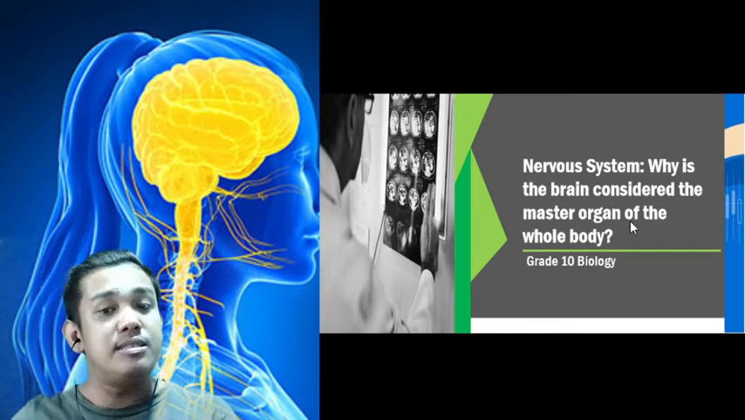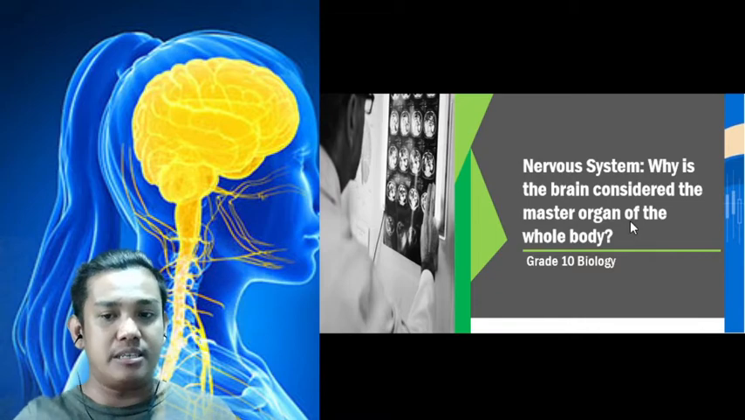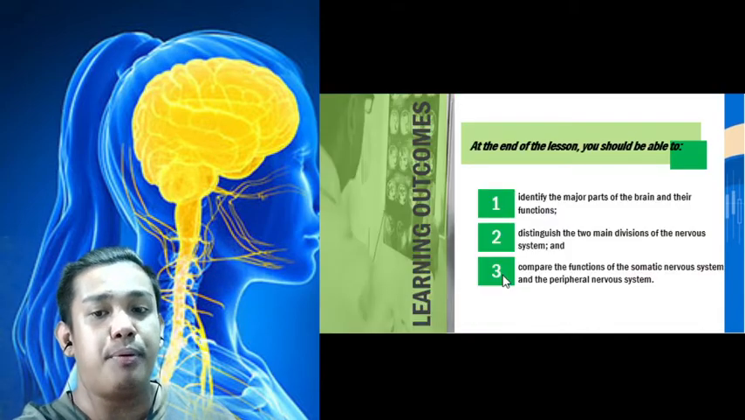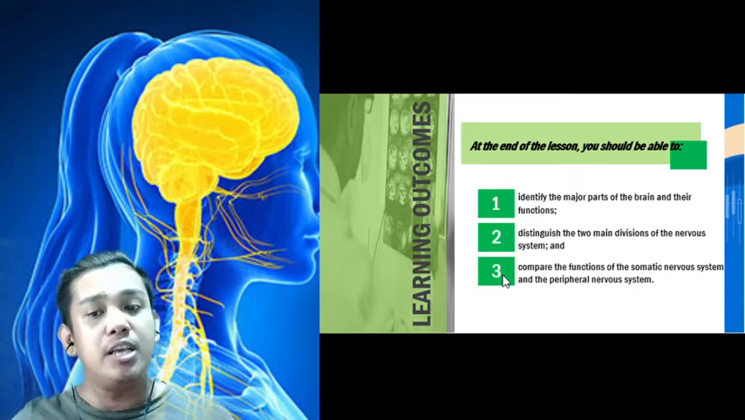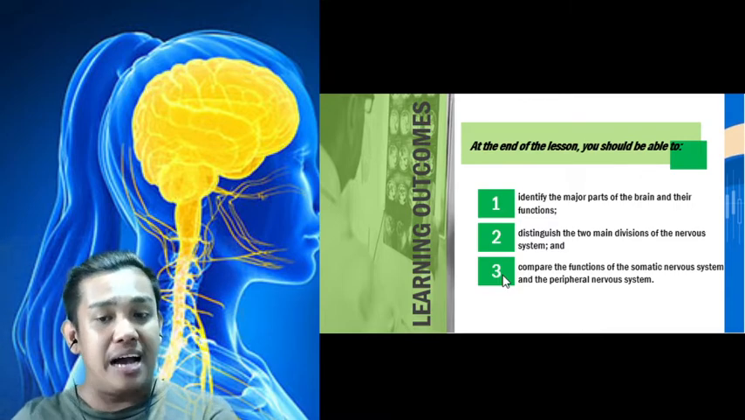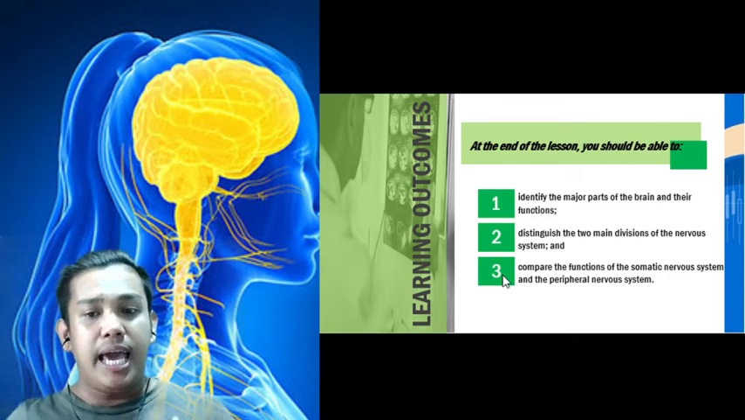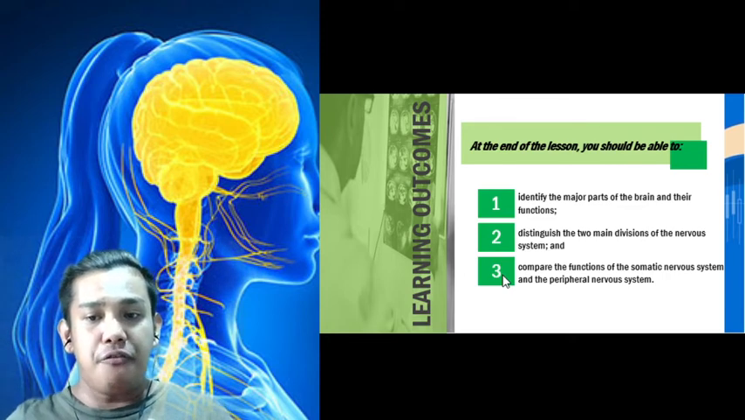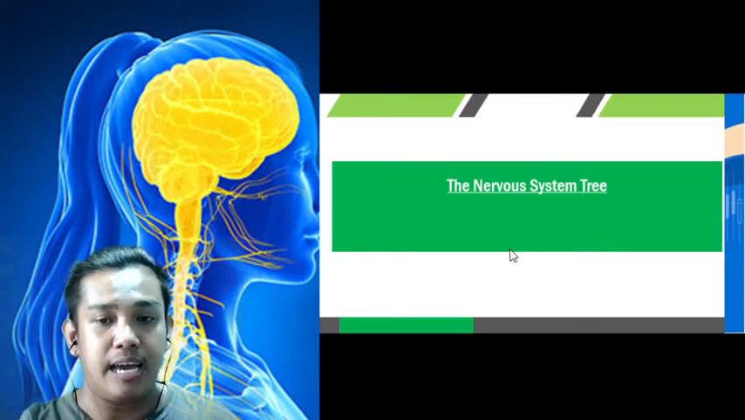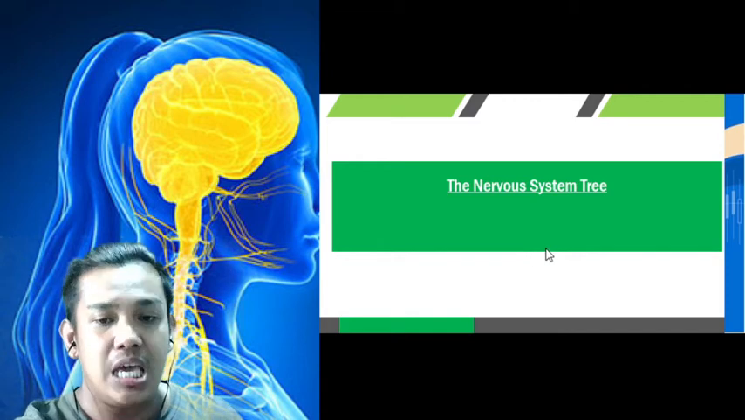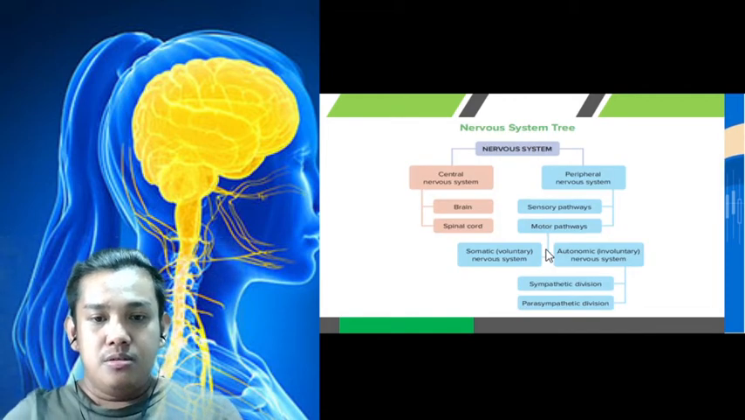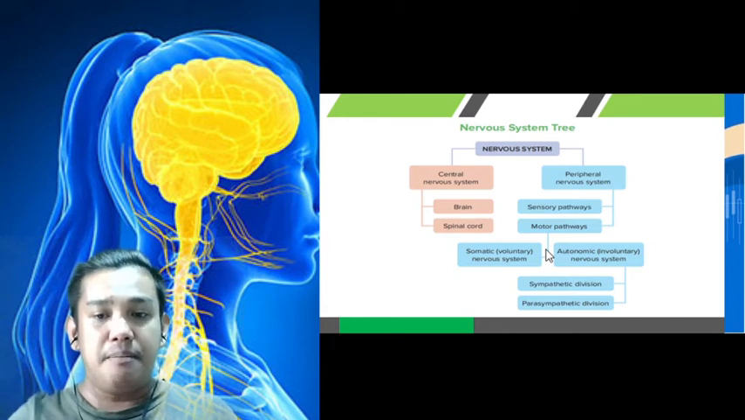Why is the brain considered the master organ of the whole body? At the end of the lesson, you should be able to identify the major parts of the brain and their functions. Also distinguish the two main divisions of the nervous system and compare the functions of the somatic nervous system and the peripheral nervous system. So first, let us know what the nervous system is.